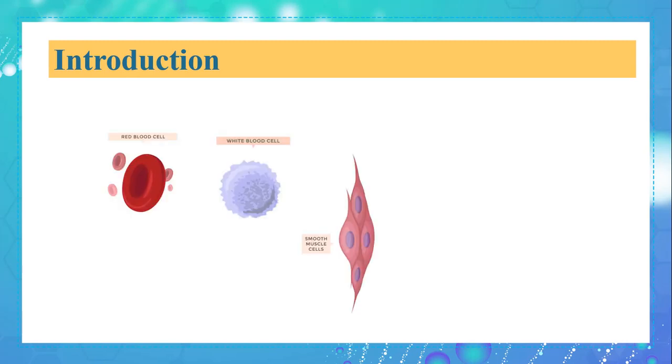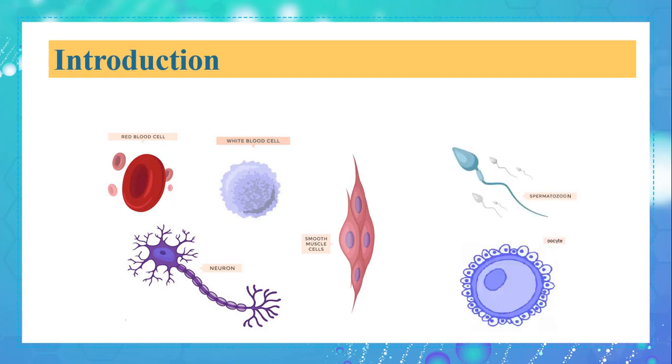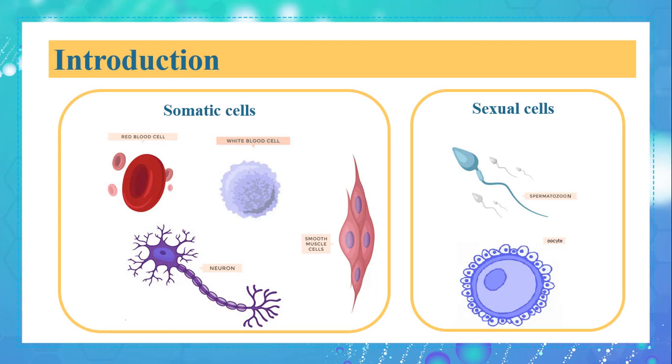First, let's name some cells of our body. Red blood cells, white blood cells, muscle cells, neurons, spermatozoon, and the oocyte. Can we classify these cells? Yes, we can. There are many ways to classify them. One way is having somatic cells and sexual cells. The somatic cells are all body cells except the sexual ones that are involved in reproduction.